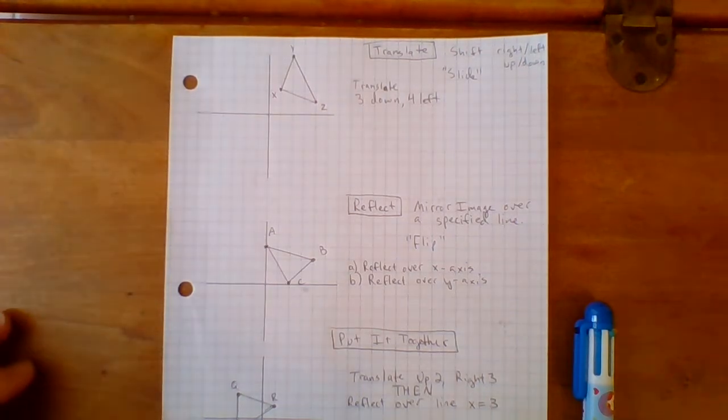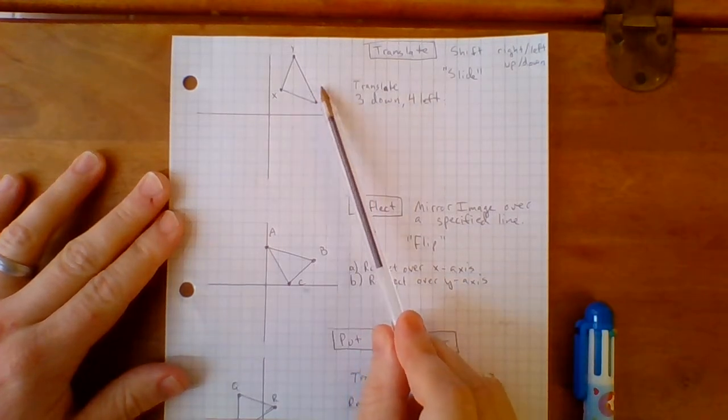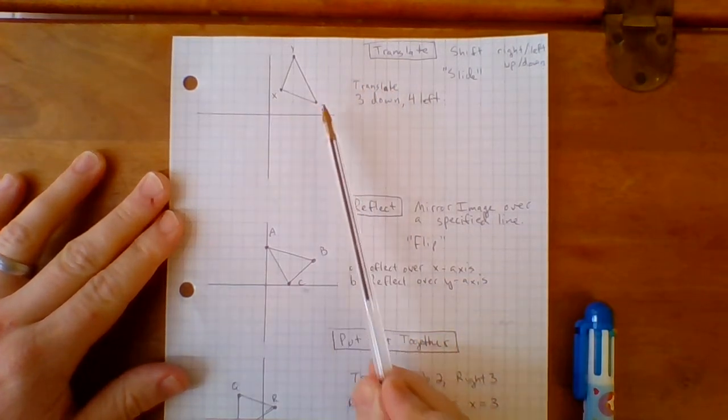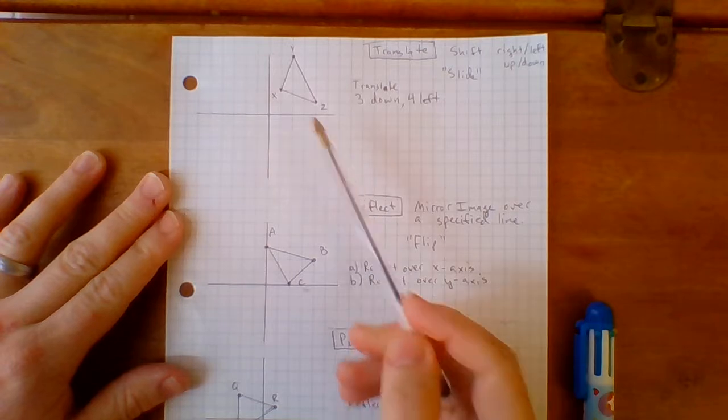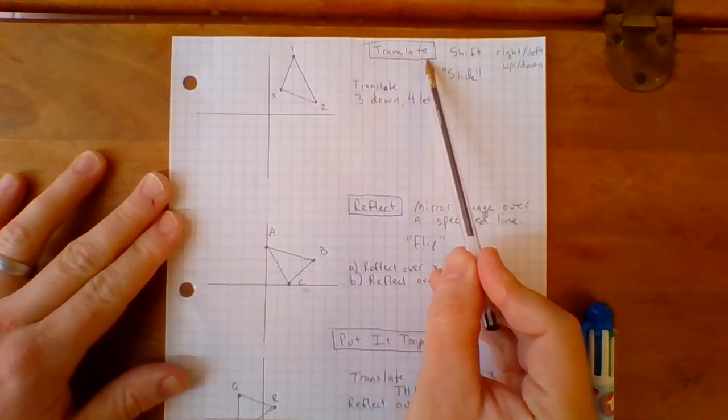Good morning. Today, students, we're going to start doing some more geometry, but we're going to do this thing called transforming objects. We're going to work with triangles. So we're going to start with a translation.